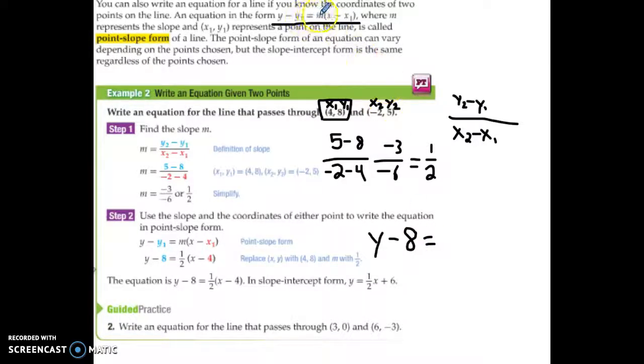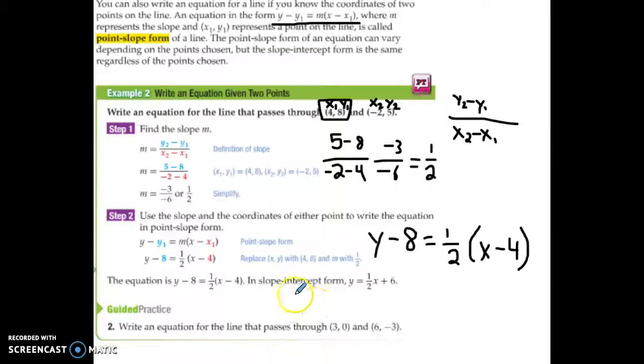Equals, go back up here, m. Well, m is my slope. What was my slope again? 1/2. Parentheses x minus x1. x1 is 4. Alright. So there is my equation of a line that goes to these points. Okay. This would be an equation.